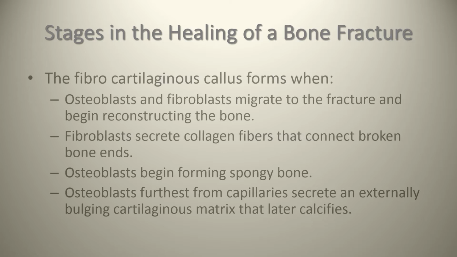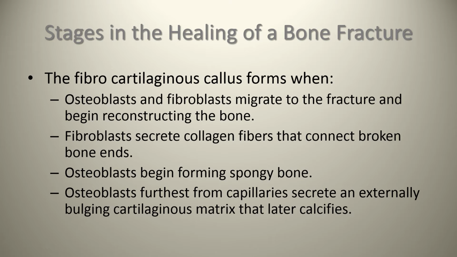The fibrocartilaginous callus forms when osteoblasts and fibroblasts migrate to the fracture and begin reconstructing the bone. The fibroblasts secrete collagen fibers that connect broken bone ends. Osteoblasts begin forming spongy bone, and then osteoblasts furthest from capillaries secrete an externally bulging cartilaginous matrix that later calcifies.